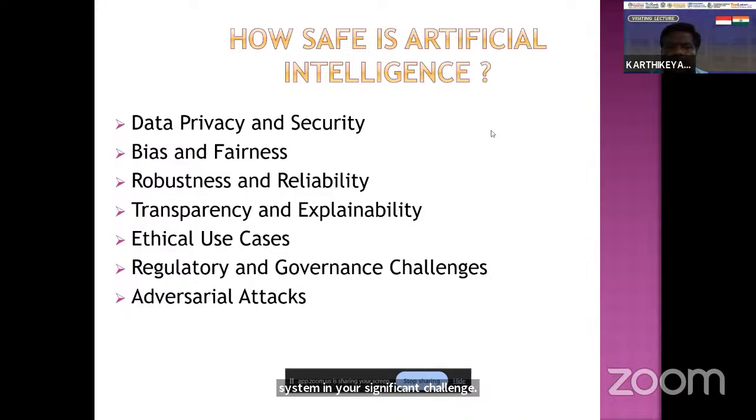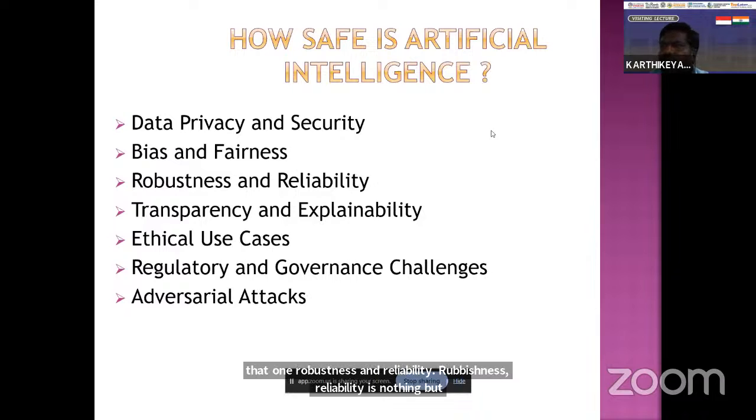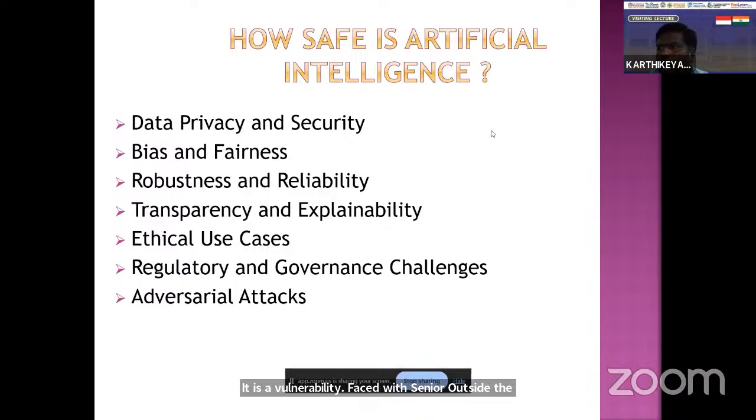And the third one, robustness and reliability. Robustness and reliability is nothing but the vulnerability faced in scenarios outside the training data or in adversarial environments. Ensuring the robustness and reliability of AI systems is critical to safe deployment. And next one is ethical use cases. This includes autonomous weapons, social manipulation, surveillance, and other impacts on employment and societal dynamics.